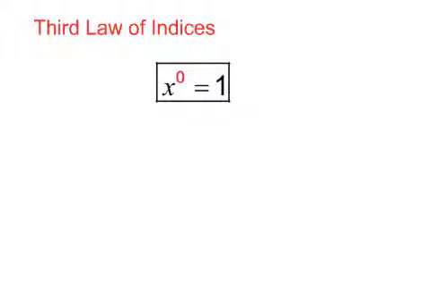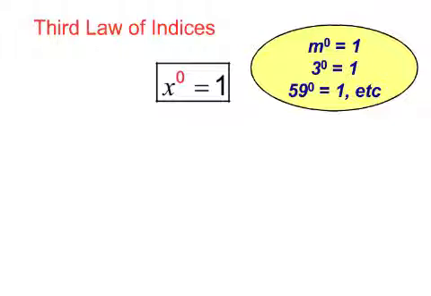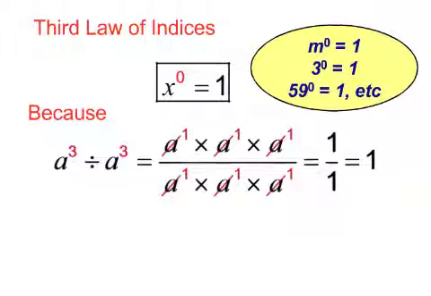The third law of indices says that x to the power of 0 is equal to 1. Now notice that any base with a power of 0 would always give us an answer of 1. Let's look at the reason behind this. Let's look at this problem, a cubed divided by a cubed.